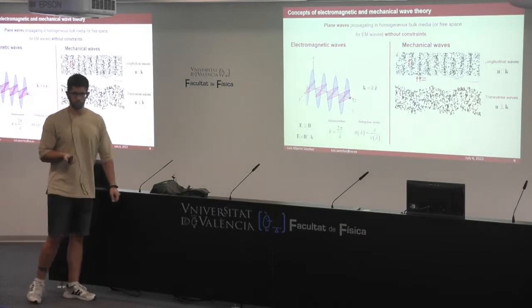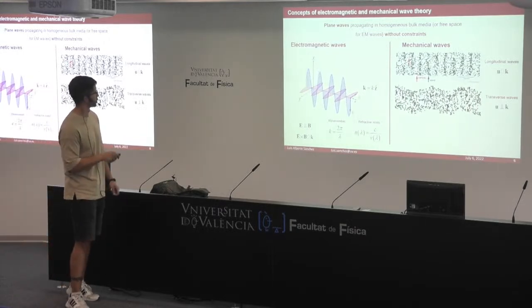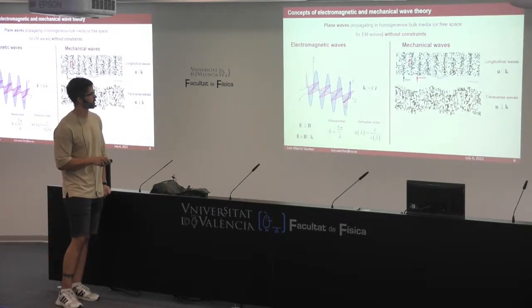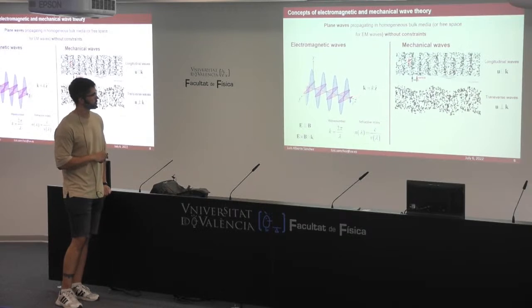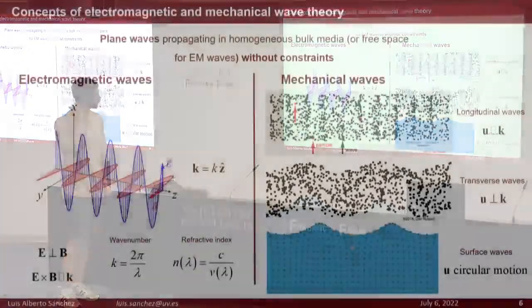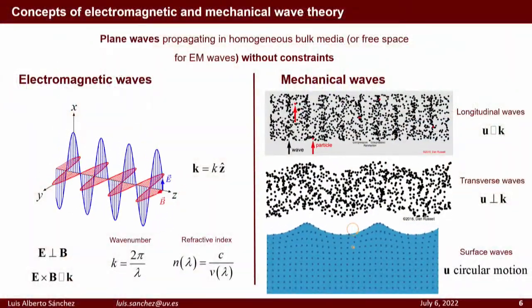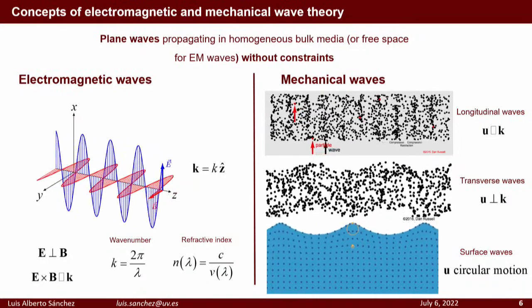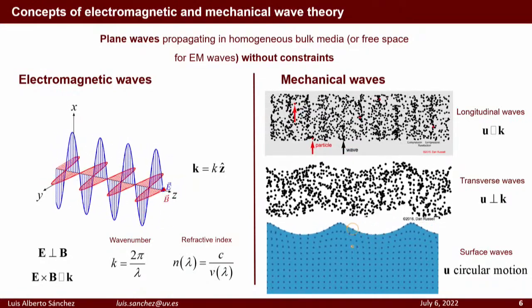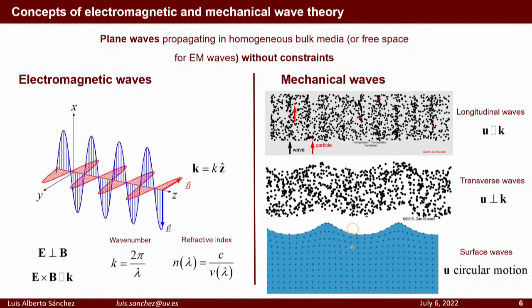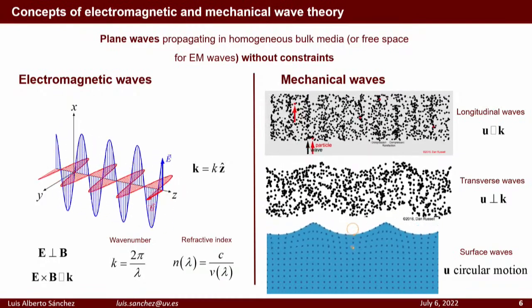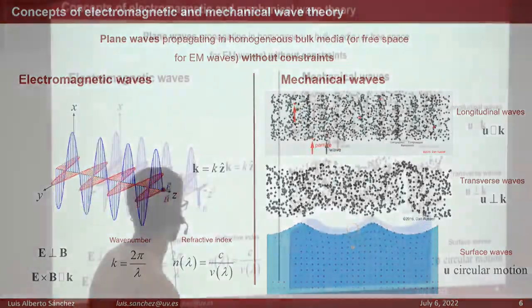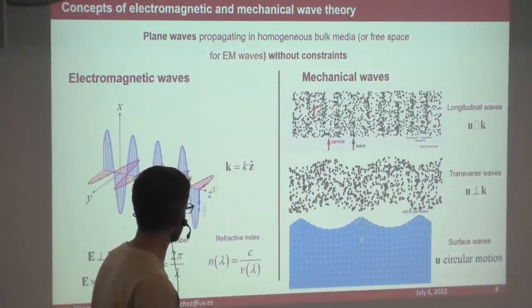We can also have transverse waves, as in the case of electromagnetic waves. They have this shape. And there is also another kind of waves, for example surface waves, that have both components. What do you think this is? What does this remind you of? This is the sea. These are waves in the sea.